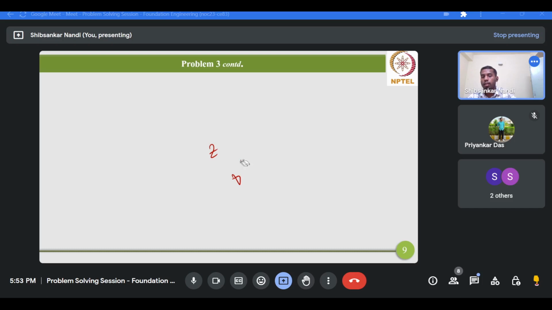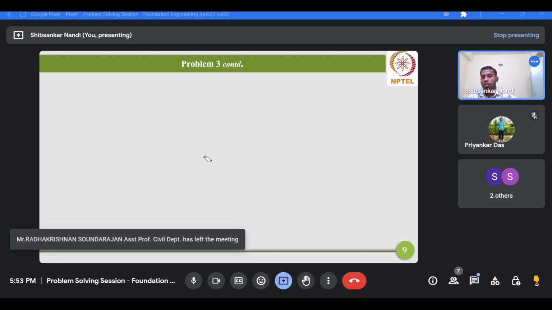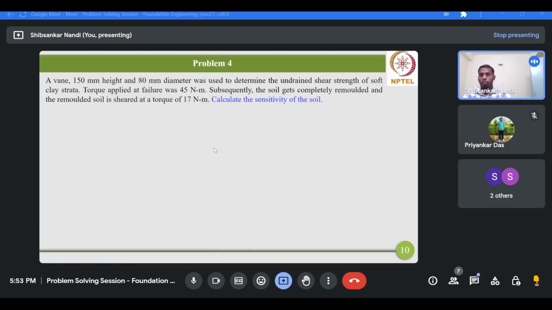Okay, so this is something outside of this context. So now we'll take our next problem, problem 4. A vane 150 mm height and 80 mm diameter was used to determine the undrained shear strength of soft clay strata.